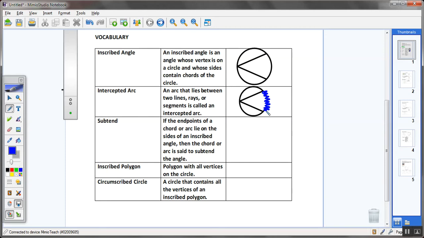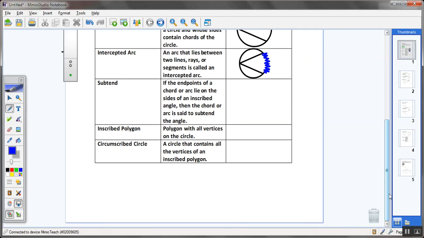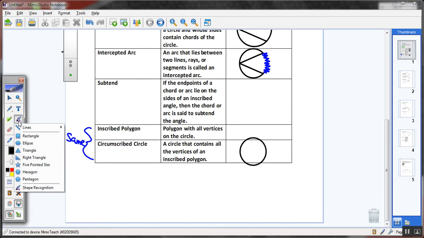Inscribed polygon says what, kids? Polygon with all vertices on a circle. Somebody read circumscribed circle for me. A circle that contains all the vertices of an inscribed polygon. I'm going to tell you right now, kids, these two things mean exactly the same thing. If I have a polygon, maybe I have, I don't know, maybe I have a hexagon.